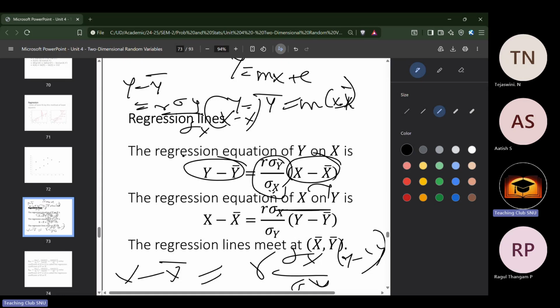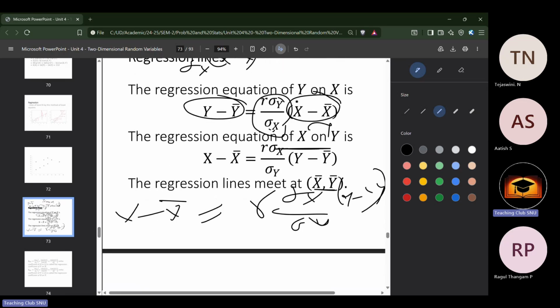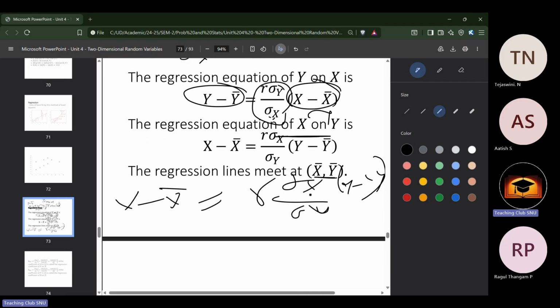And note this, both the regression lines, right? The regression lines of Y on X and X on Y meet at X bar, Y bar. You can try solving these two equations. You will get the values of X and Y as X bar and Y bar. Okay, so they meet at X bar and Y bar.